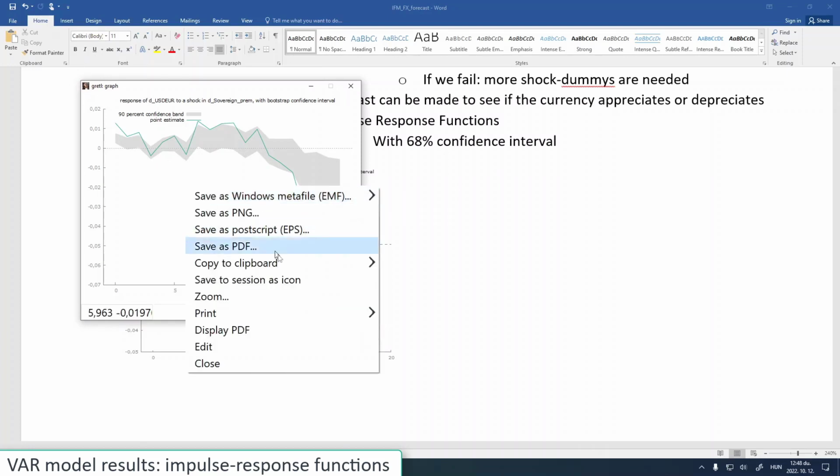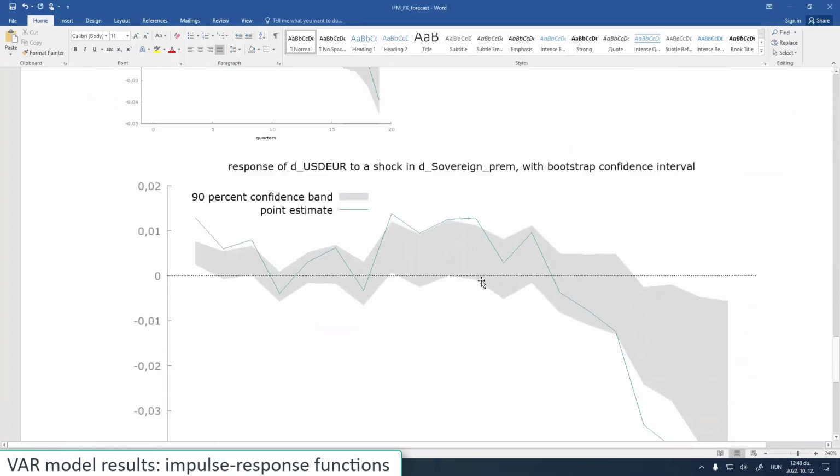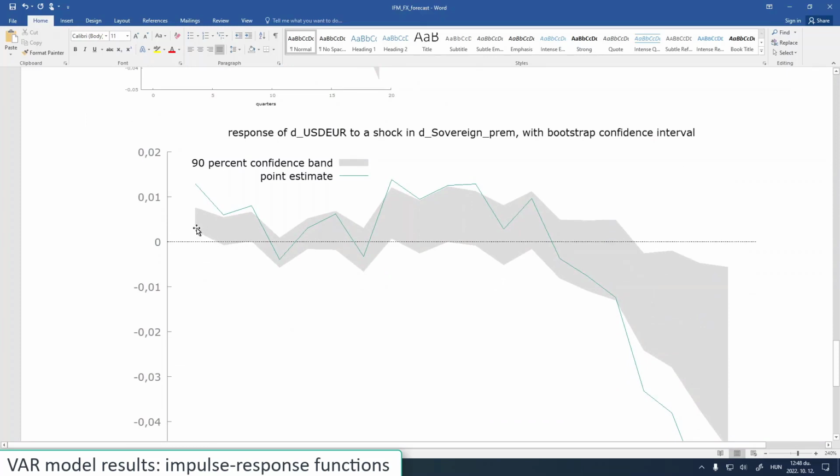In the case of the sovereign premium, in this case we can see that, okay, if the US had any kind of positive premium in their interest rate, then the US dollar started to appreciate. So at least in this case we can see it immediately in the first year, maybe also in the third quarter of the year, and later as well.